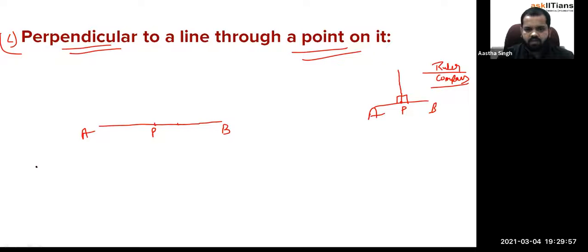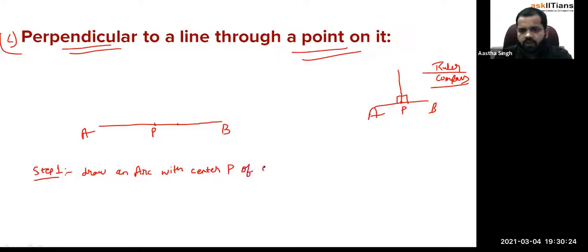Step one says draw an arc with center P of any radius. Just put the compass at point P and just draw an arc. This will go like this, right? Let's name the points X and Y.